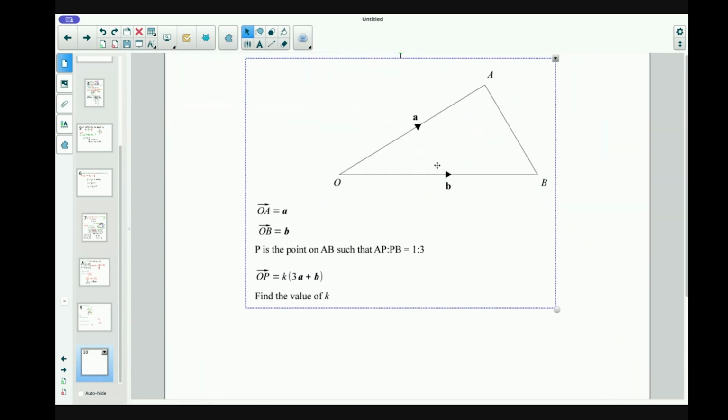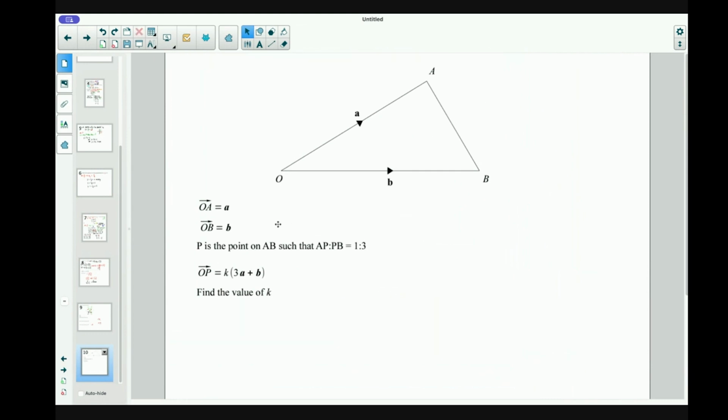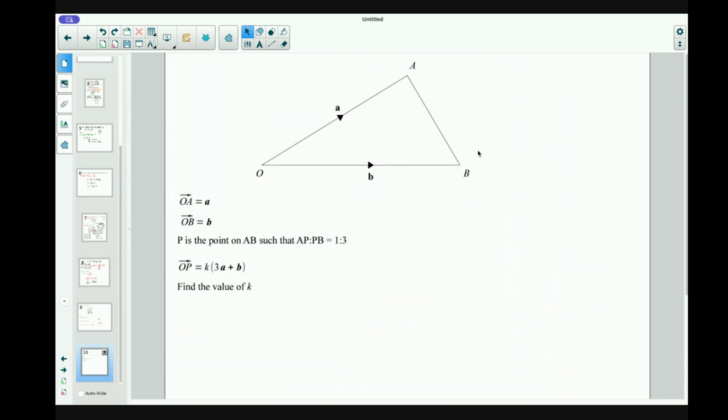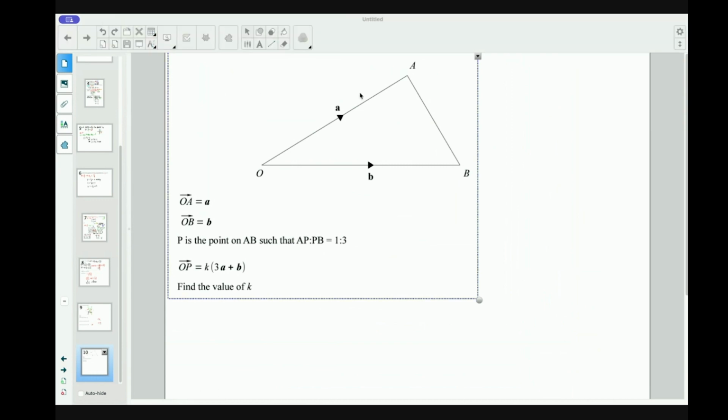Much better. So for this one here, we've got two vectors that are given to us, and we have P on AB such that A to P and then P to B is the ratio, or it can be defined as the ratio 1/3 or 1 to 3. So we have vector OP is the same thing as K times (3A plus B). So you want to be able to find the value of K. So I'll walk through this first one with you guys to kind of give you an idea of how we would start to solve these types of problems.